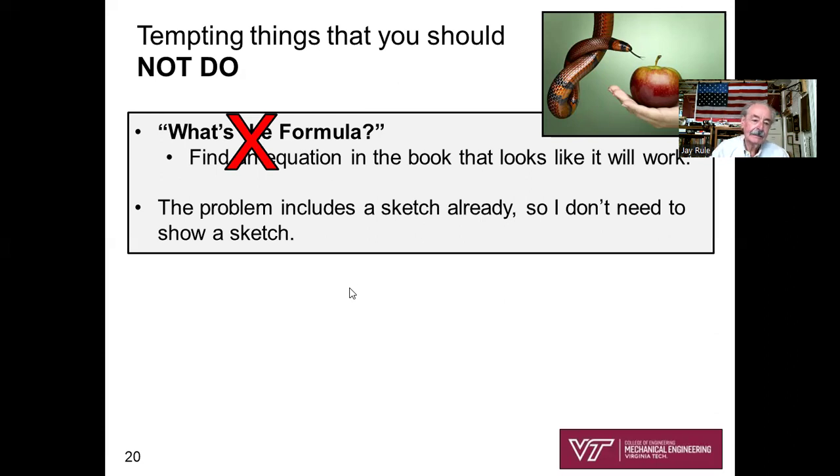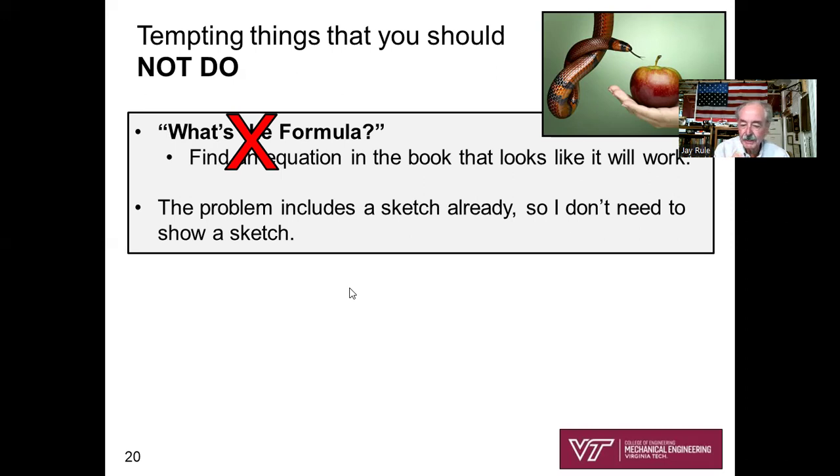Here's another thing that you shouldn't do. The problem statement already included a sketch, so I don't need to show a sketch. Big mistake. Even when a problem statement includes a sketch, I strongly recommend you redraw it. It doesn't have to be a work of art, but you're going to want to add some things to that. I can almost guarantee that your sketch is going to need some notes or given information added to the sketch that was included with the problem statement.